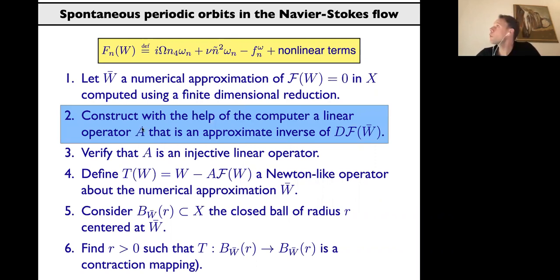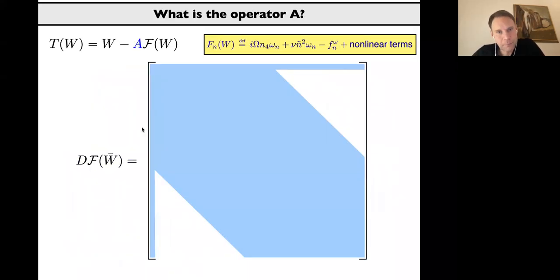Now I want to give you a bit more detail for the approximate inverse. I don't have a lot of time left, but I'm going to give you at least an idea of how to do that. So that we can define a Newton-like operator, we want to compute an approximate inverse for the Fréchet derivative of F at an approximate solution W bar.